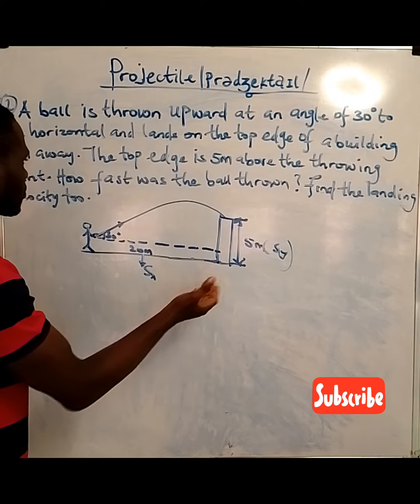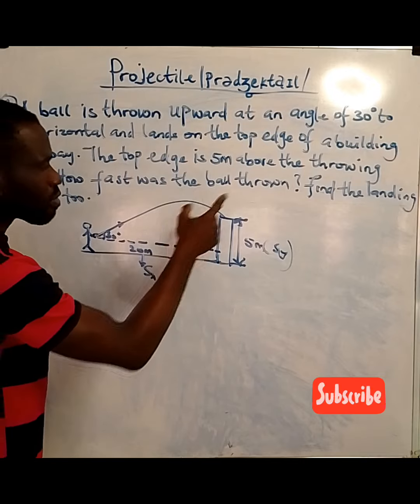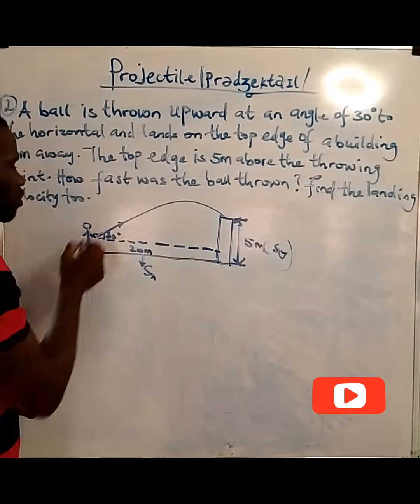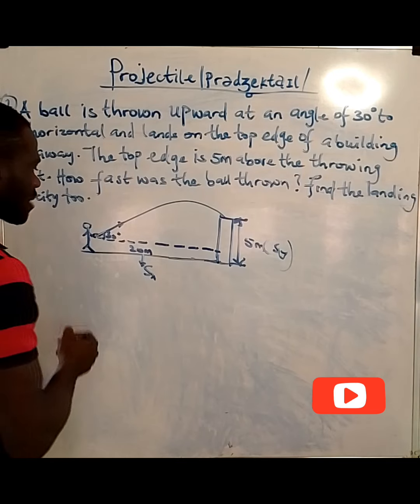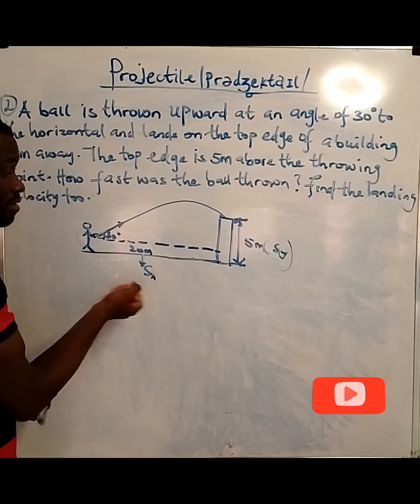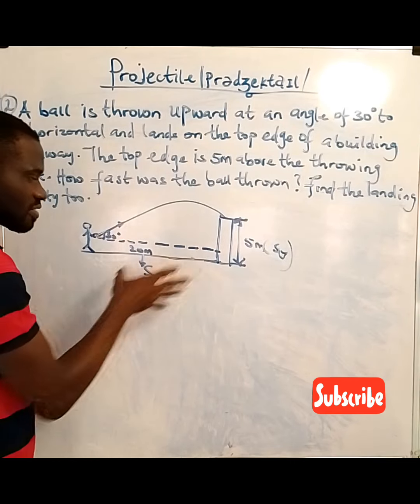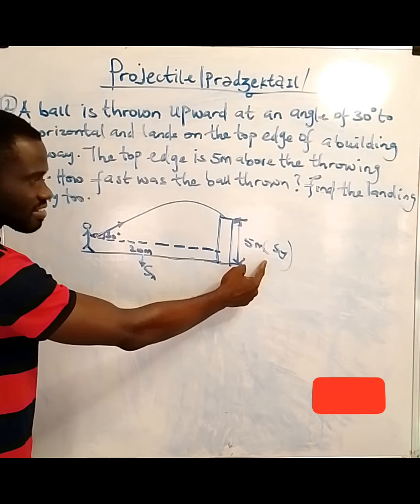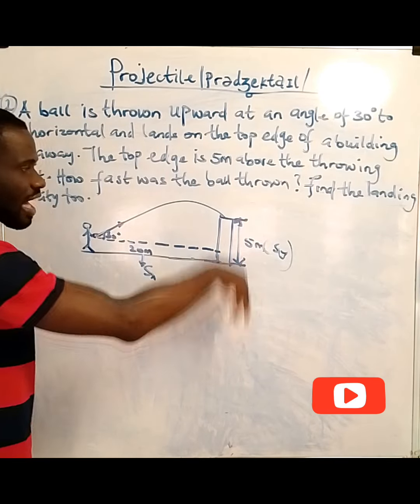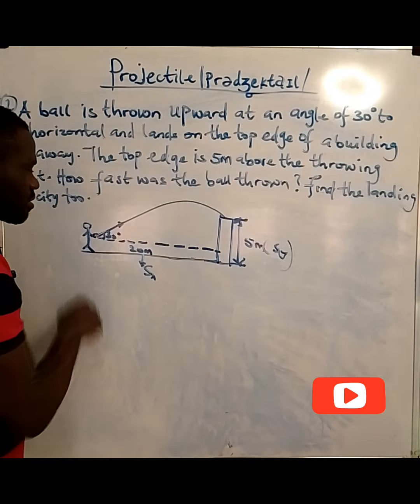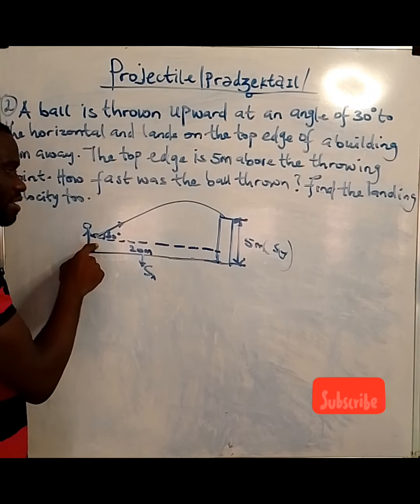We've interpreted that already. How fast was the ball thrown? So we're asked to get the initial speed of throw. That's what we're asked to get. Right now we have a distance along the x-axis. This is not range, actually, but the distance along the x-axis. There's a distance along the y-axis, the height the ball covered from the point where it was projected.